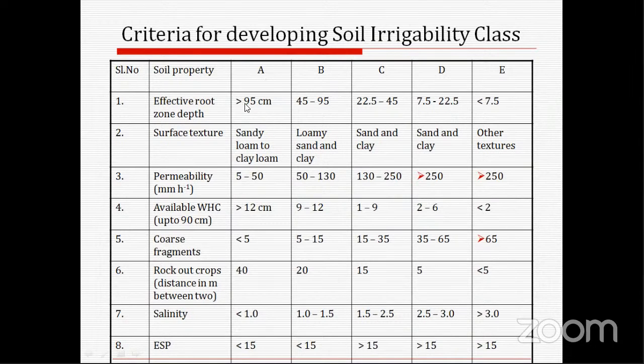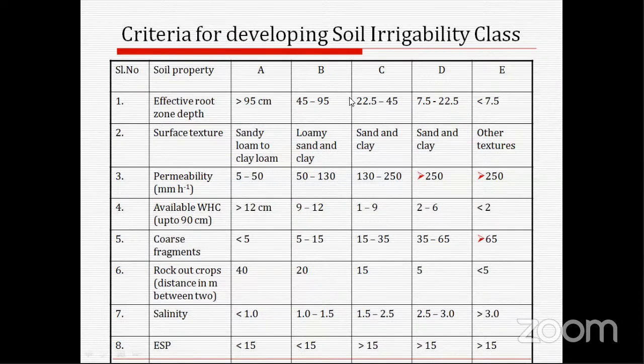In A class, there should be more than 95 centimeters. But in B, you can say around 45 to 95. In C, we can see 22.5 to 45. In D, you can expect 7.5, very limited. That is why you can see these two are very severe to unsuitable.